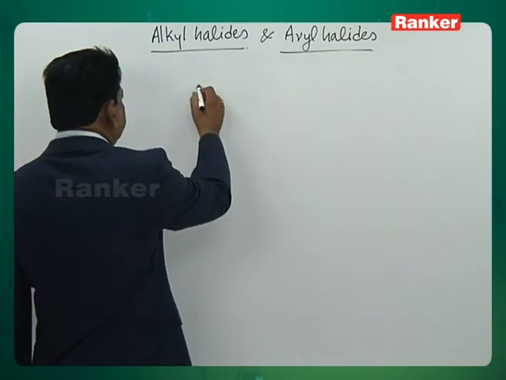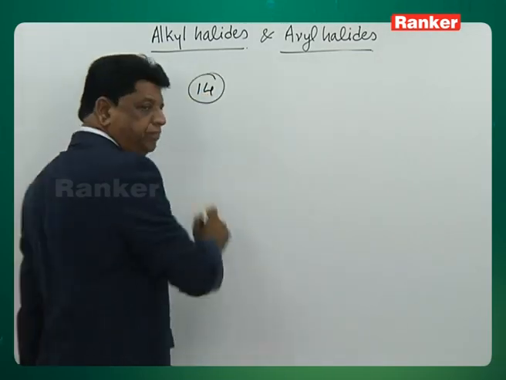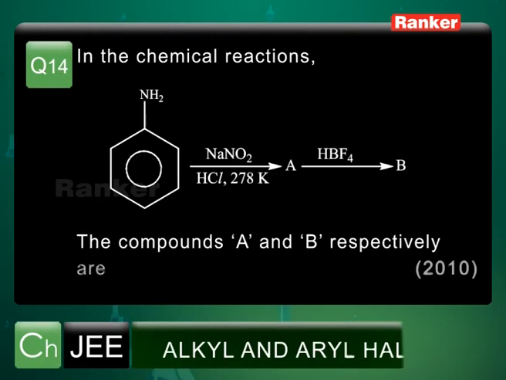Next question, the 14th question. In the chemical reaction, a nitro compound, an amino compound, it's an aniline. Aniline reacts with sodium nitrite, HCl and heating, that gives a diazonium compound with HBF4. That means a mixture of HF and BF3 combination. When you add it, a fluorinated diazo compound will come. That compound on slow heating gives a fluorine introduction.